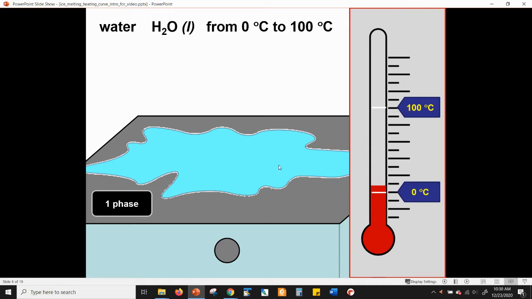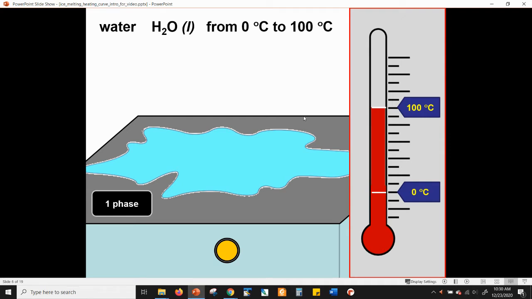And now, if we want to heat up this water, let's see what happens as it heats up and heats up. Let's turn on the hot plate, okay? The water can go from 1 or 2 degrees up to about 99 degrees, and it'll stay as one phase. It'll stay as liquid water. So it's liquid water, one phase, all the way up to 99 degrees.